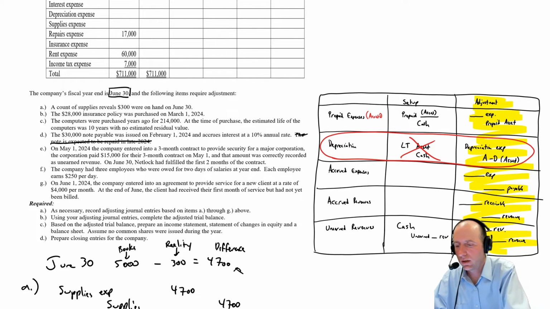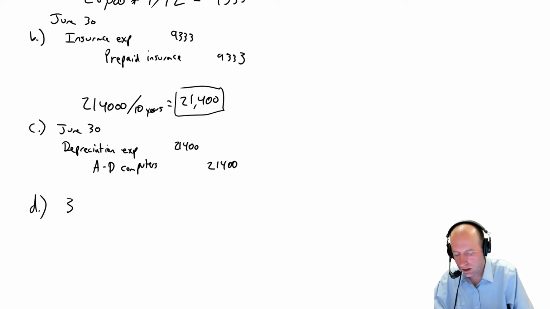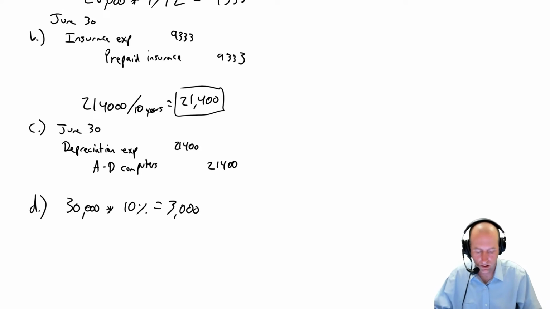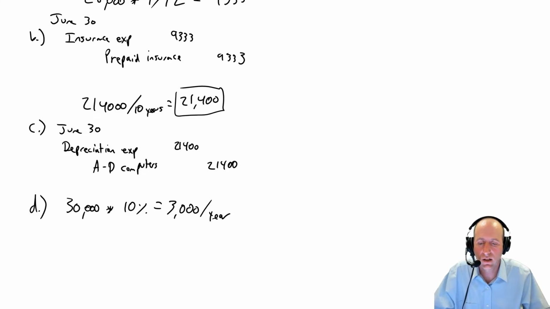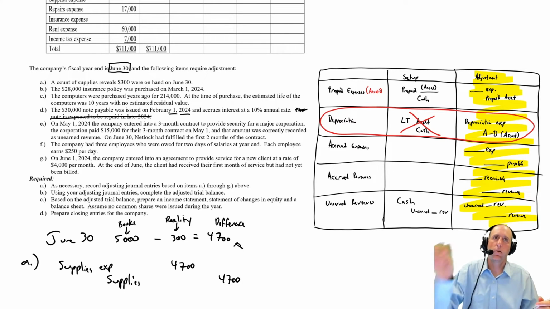So let's do some math here. D, $30,000 times 10% is $3,000 per year. Okay, so $3,000 a year is our interest cost. Now, we hadn't borrowed the money for a full year. We borrowed it on February 1st, 2024. So it's June 30th today, so count February.